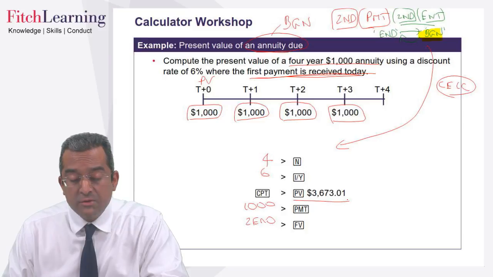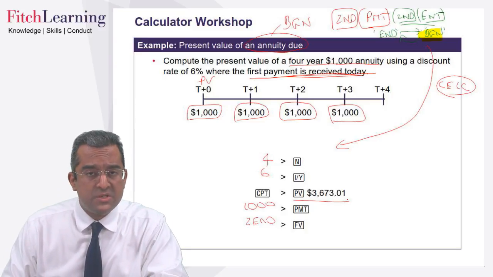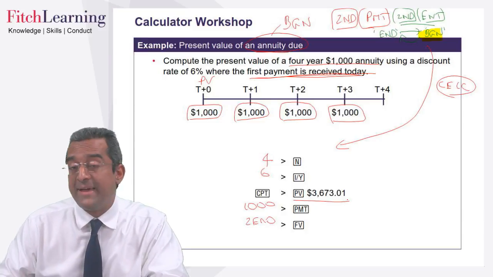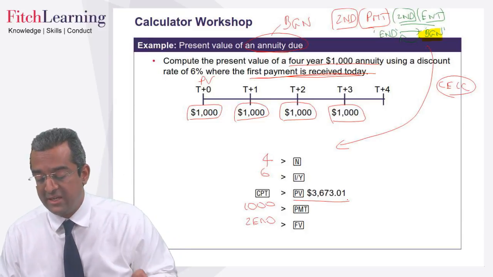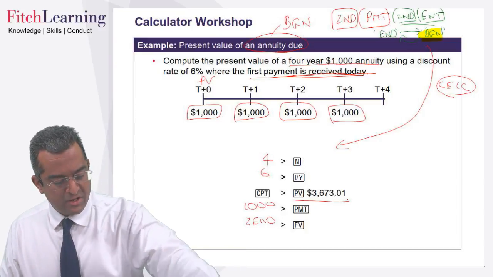But I recommend that you change your setting immediately after you do one of these questions, because most times the annuity or any cash flows are assumed to be paid at the end. So you want to go back to the end mode. Okay, everybody, so I hope that makes sense.